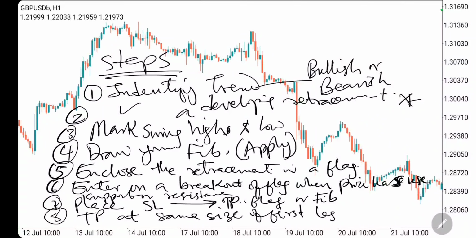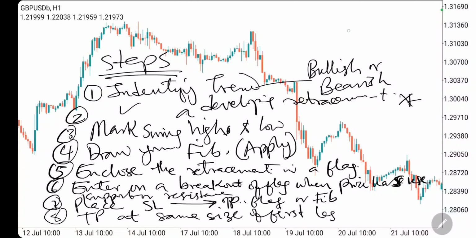Number 1, identify the trend, whether bullish or bearish. Number 2, identify a developing retracement. Now number 3 is to mark your swing high or low. I've told you how to mark your swing high and how to mark your swing low. Now the 4th thing is to draw your Fibonacci or apply your Fibonacci to your chart. If in a bullish scenario, from the swing low to swing high. A bearish scenario, from the swing high to swing low.